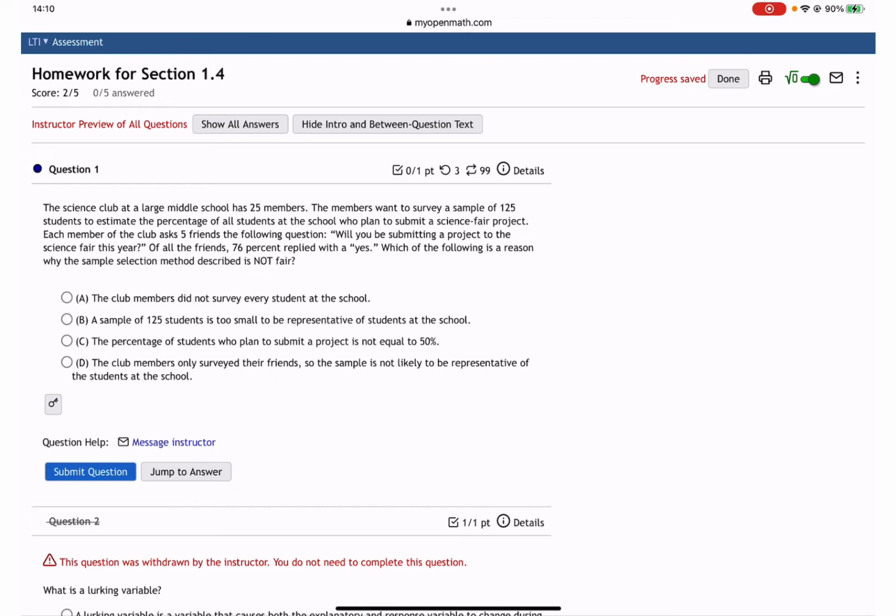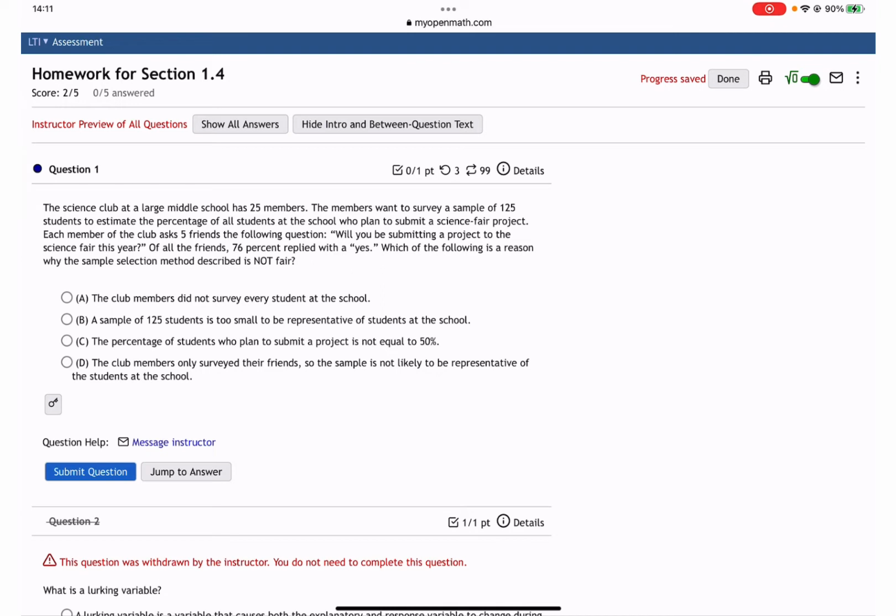So first question: the science club at the large middle school has 25 members. The members want to survey a sample of 125 students to estimate the percentage of all students at the school who plan to submit a science fair project. Each member of the club asks 5 friends the following question: will you be submitting a project to the science fair this year? Of all the friends, 76% replied yes.